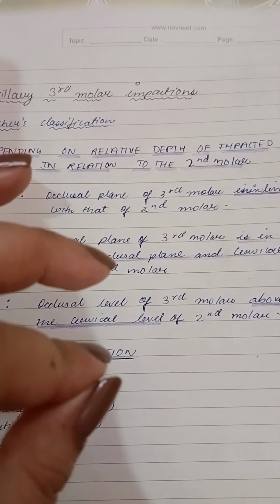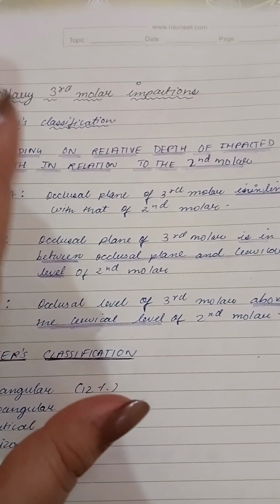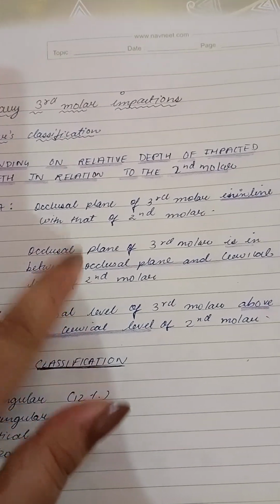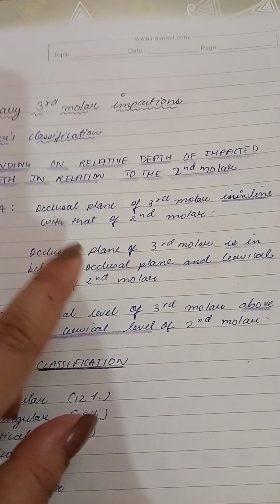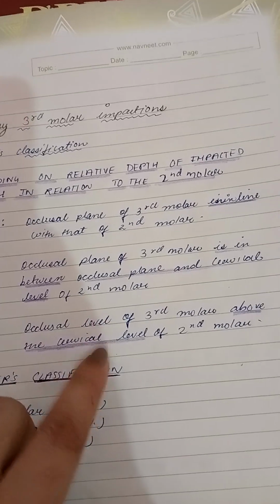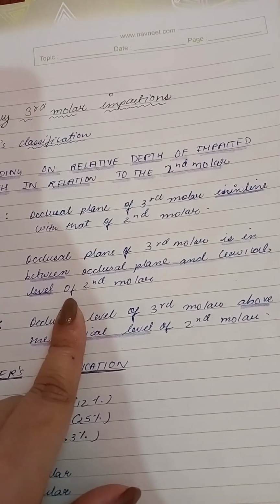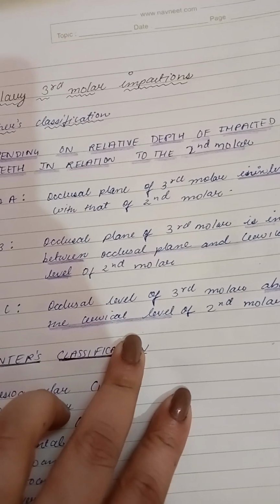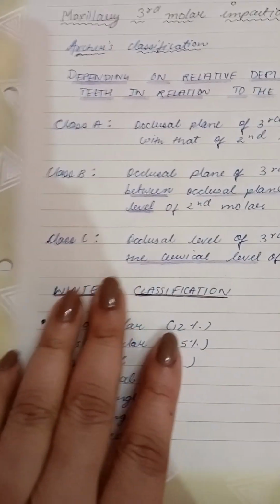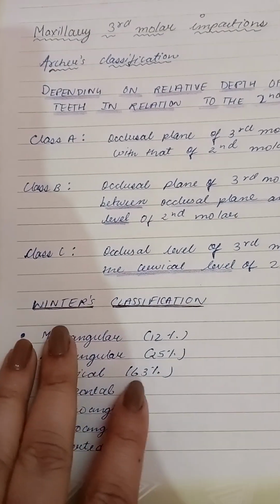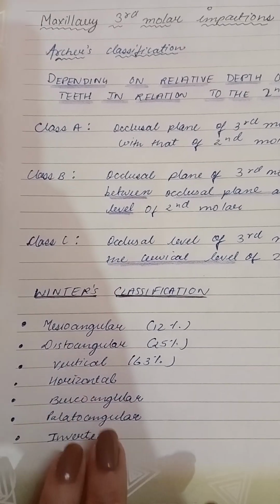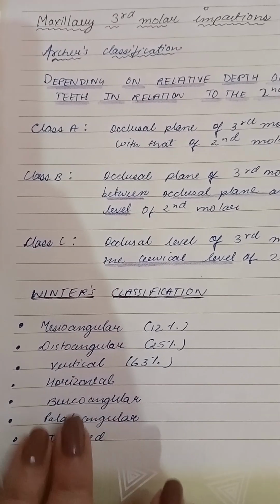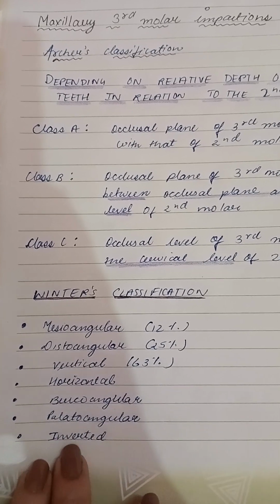Okay, this is a very basic thing, but people make mistakes here because in mandibular we see it's below the cervical line, but in maxillary, when we see the classification or when we write it, it is always above the cervical level of the second molar. Okay. Now Winter's classification is the same: mesioangular, distoangular, vertical, horizontal, buccoangular or buccoverted, palatoangular or palatoverted, or inverted.